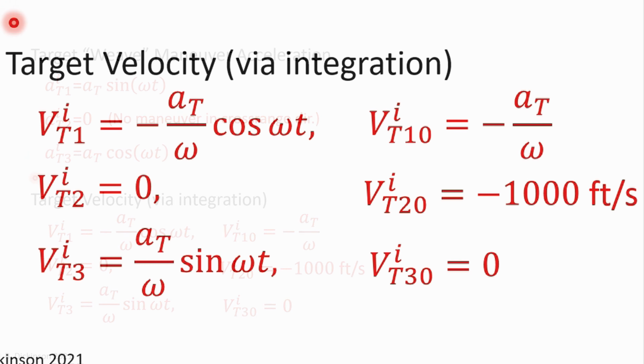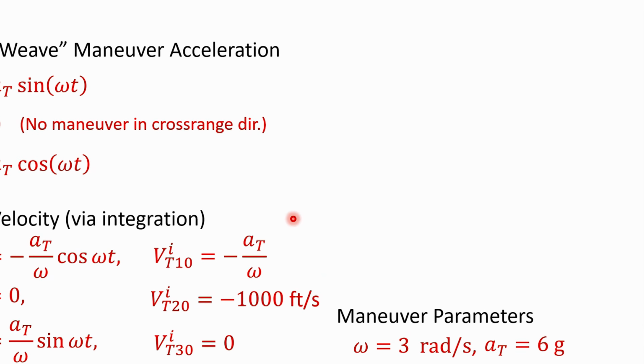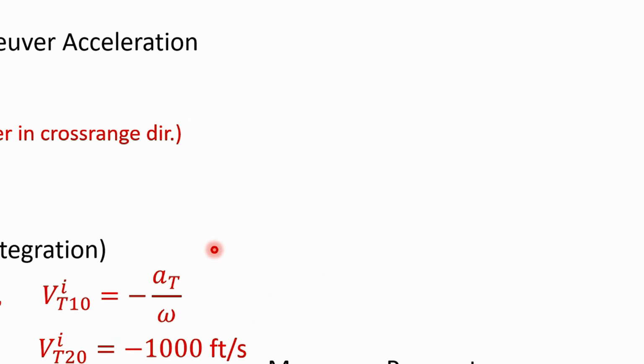Integrating the acceleration, we get target velocity, and then setting time equal to 0, we obtain our initial conditions, which were in the previous slide. And we have 3 radians per second for the weave frequency and 6 g's of acceleration magnitude of the target. Integrating the target kinematics alone produces a spiral where the maneuver is in the altitude and downrange direction, and the cross-range direction just has a constant velocity.